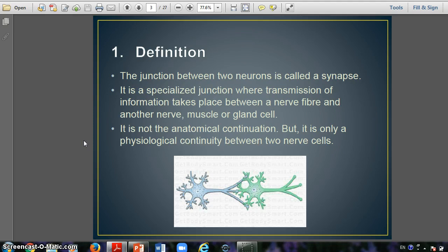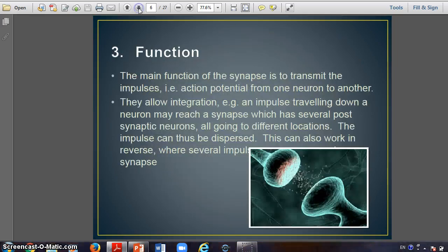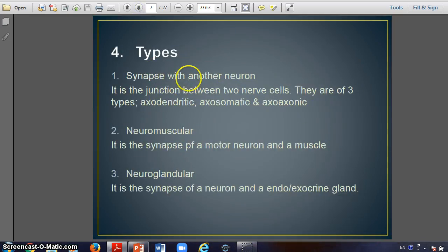So in today's lecture we are going to see what is meant by chemical and electrical transmission. Before that I just want to revise two concepts. What is meant by synapse? Synapse is a gap between two neurons, or a junction between two neurons where the transmission of information takes place. The synapse can be between two neurons, or between a neuron and a muscle cell. As I told you, the target cells can be different, for example a muscle cell, or it can be any gland.